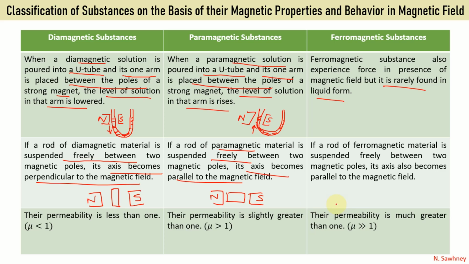Same is the case with ferromagnetic material. Its axis will also become parallel to the magnetic field. The permeability of diamagnetic substance is less than 1. They have least tendency to pull in the magnetic field lines when placed in an external magnetic field, while the permeability is slightly greater than 1 for paramagnetic substances, and it is much greater than 1 for ferromagnetic substances. It tells us about the tendency to pull in the magnetic field lines when placed in an external magnetic field.